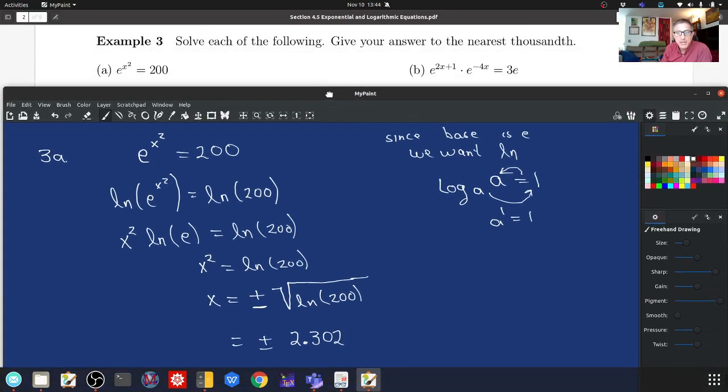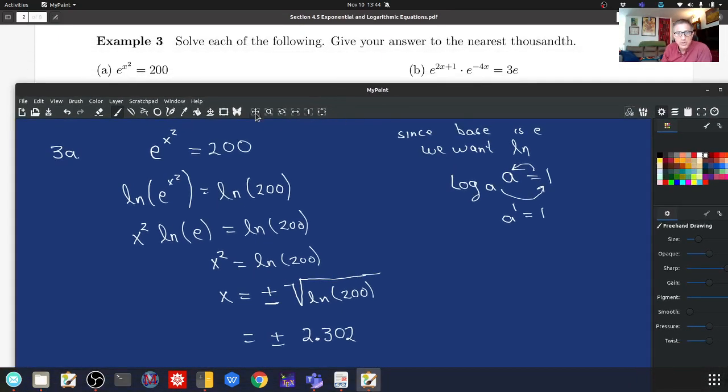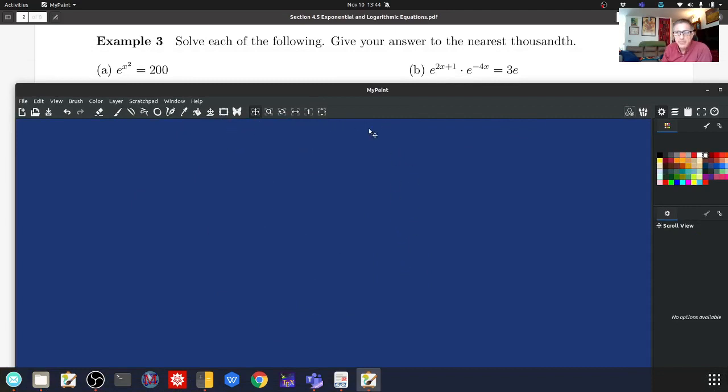Okay. So now let's do 3b. I always enjoyed doing logarithmic equations. When you look at them, they look just impossibly difficult to solve. But really, they're not. They're really straightforward to solve.